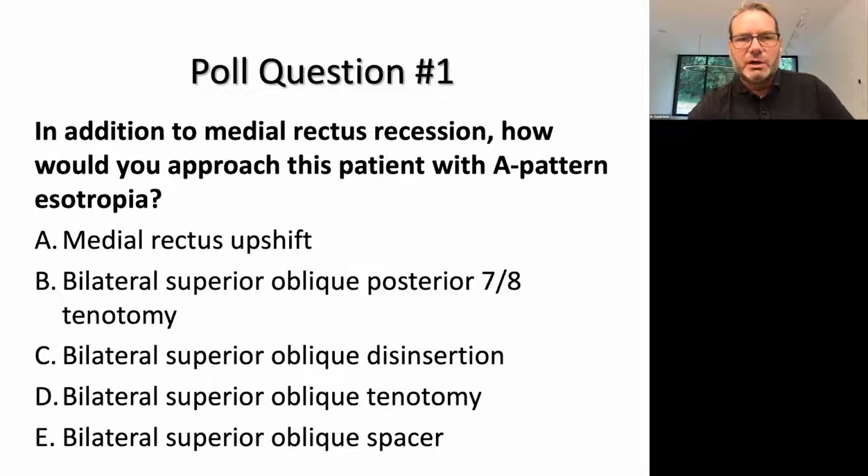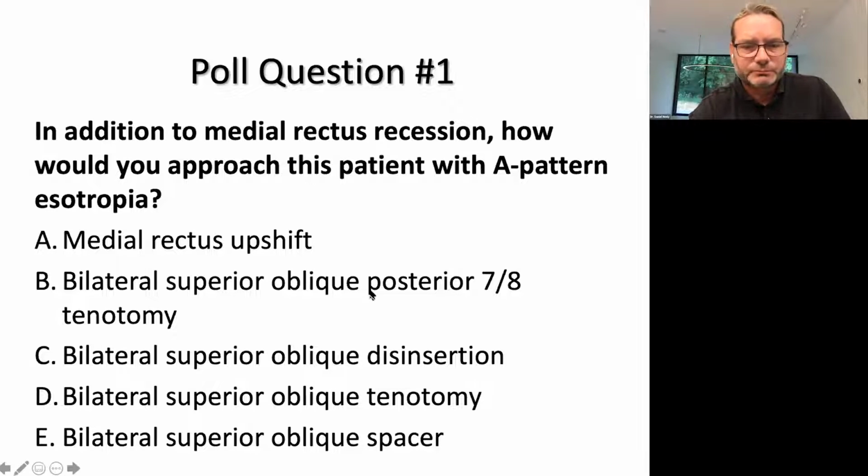results of responses. So 26% medial rectus upshift, 26% superior oblique 7/8 tenotomy, 19% superior oblique disinsertion, 23% tenotomy, and then a smaller 6% spacer. All right, so we have quite a diversity of opinions, and that's fine, because I think any of those would actually work to some degree. Some may be better than others, and as long as you can justify your choice, I don't think any of those were wrong answers.